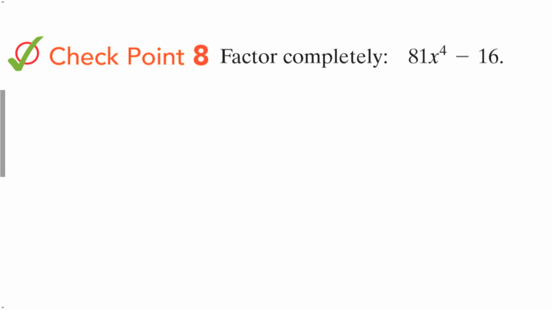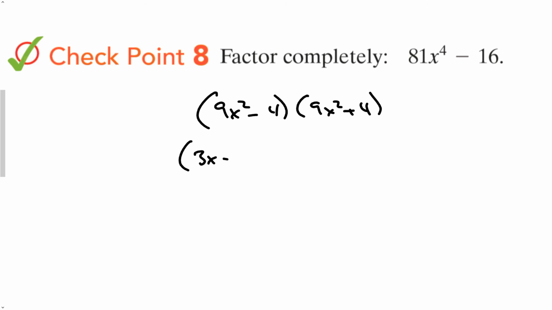And my checkpoint problem is the same idea. 81x to the fourth is 9x squared times 9x squared. 16 is 4 times 4. The sum of two perfect squares is not factorable, but the difference is. And we get my new expression right here as the product of prime factors. Okay.